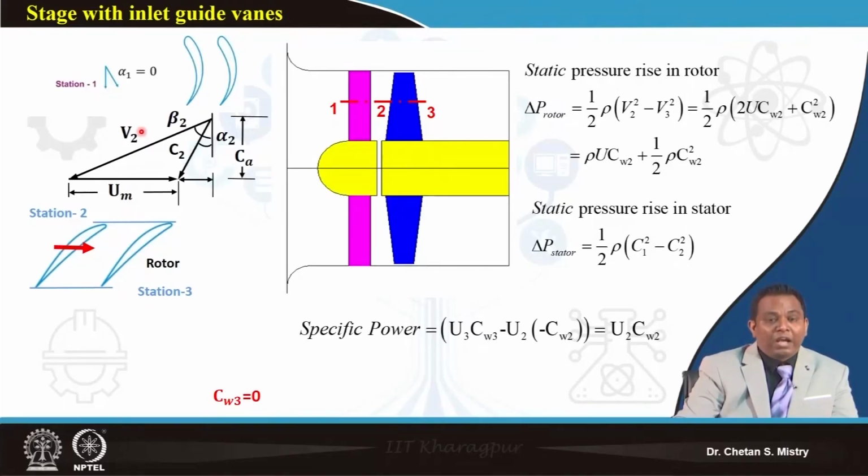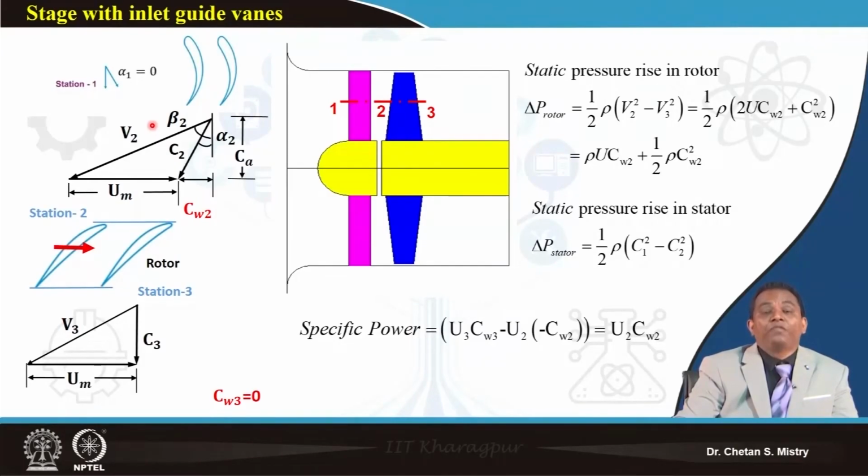When it comes out, I will have my relative velocity component V3 and my U component, and just look, my exit will be axial. That means my C3 and CA are both equal. Now what is happening? The whirl component that was coming out of the rotor when I was using only a rotor has been addressed by incorporating this inlet guide vane.